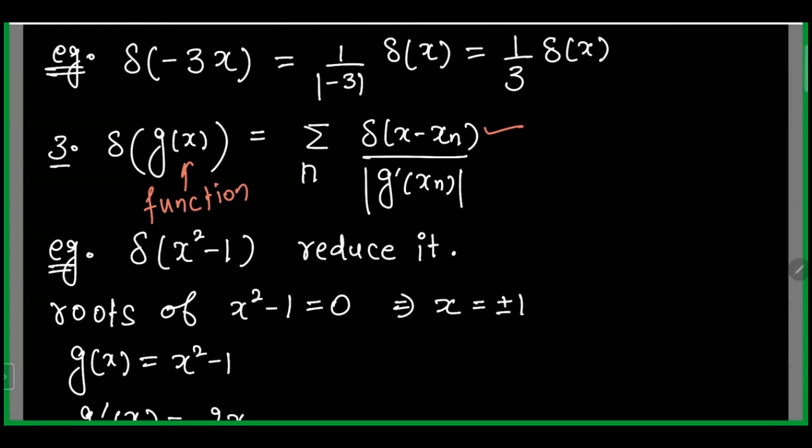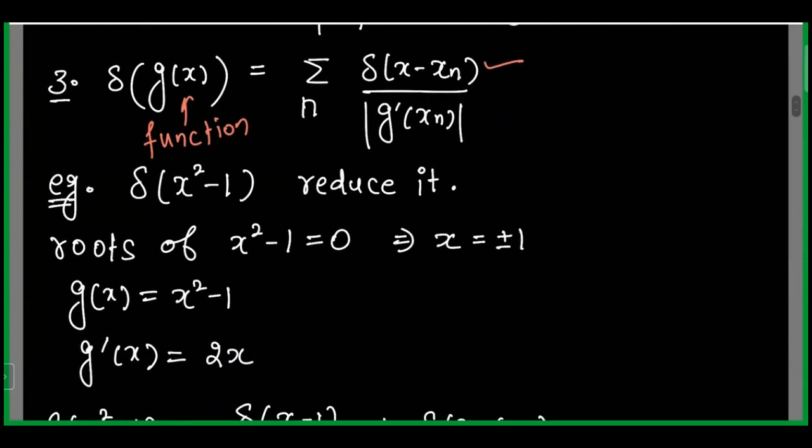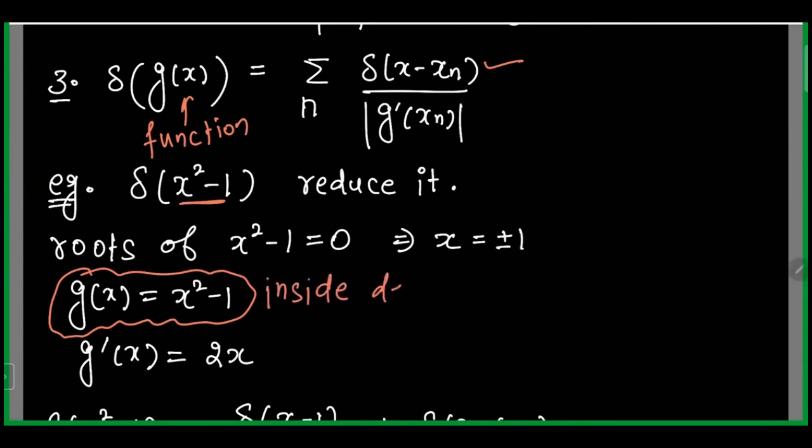Let's take an example: delta of x square minus 1. It means inside my delta function, the function which is there is x square minus 1. So my g of x is x square minus 1. And what is my purpose? I want to simplify this delta function. I want to reduce it to a simpler form which I know. So how do I do it? Whatever function is inside delta, find the roots of that function.